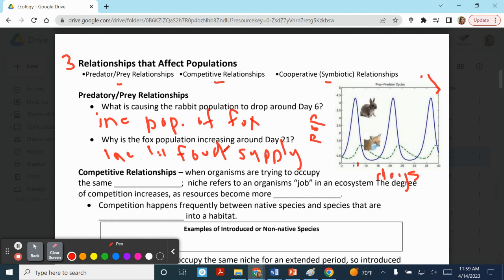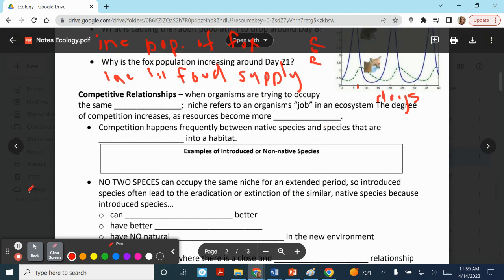All right, next type of relationship is competitive relationship. And so if you and someone else are competing for the same thing, then that means that you're basically going for the same resources. Maybe you're competing to park your car, you're going for the same spot. So that is a competitive relationship.